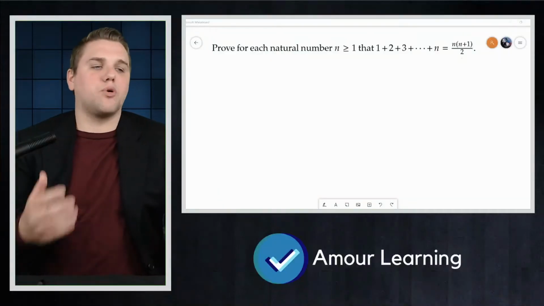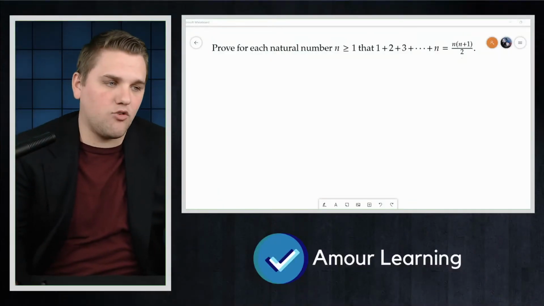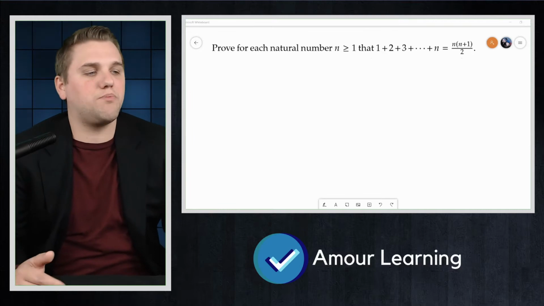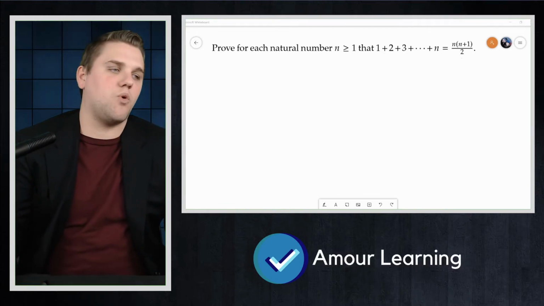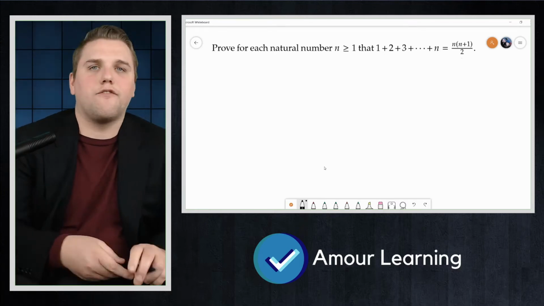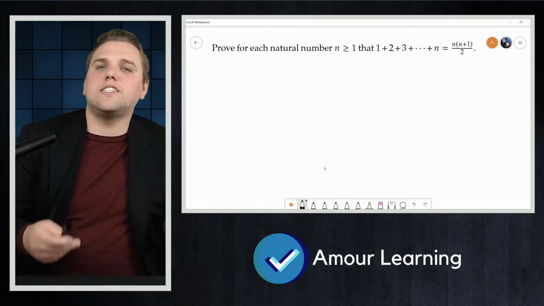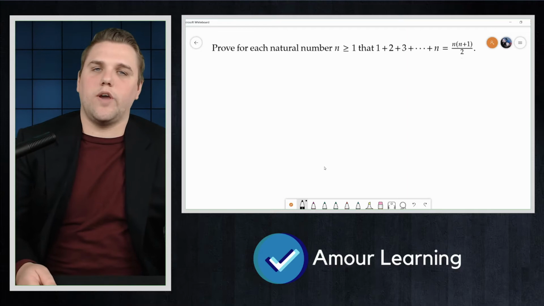Let's get started with our first example. We're going to prove for each natural number n greater than or equal to 1 that 1 plus 2 plus 3 plus all the way up to n is equal to n times n plus 1, all divided by 2. First off, let's think inductively about this equation.